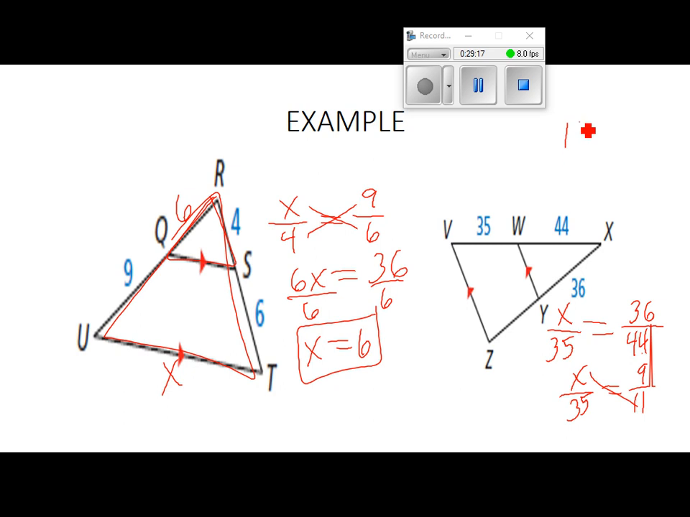Yeah. So you get 11x equals, somebody do the multiplying this way, 35 times 9. I got 315. Anybody else get that? Because I heard different answers. 9 by 35. Yep. 315. Yeah. Now what do we do? Divide by 11. What's x equal?